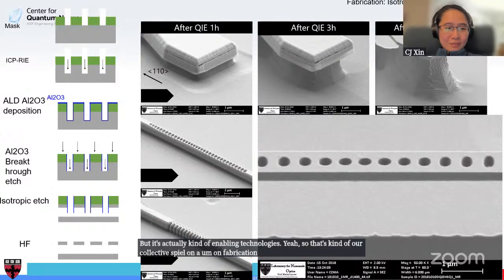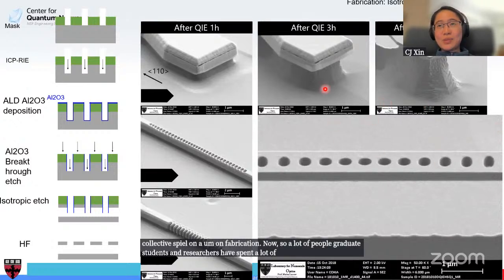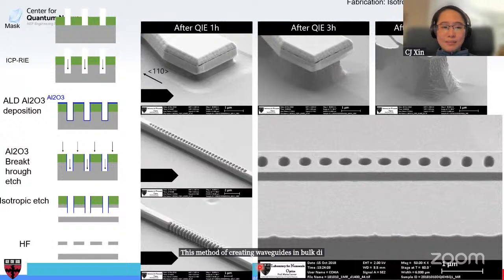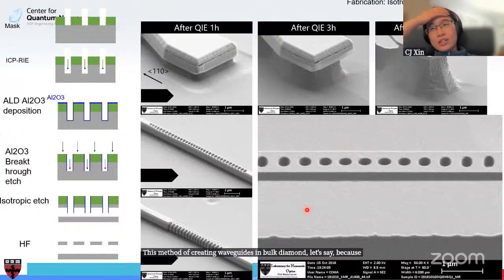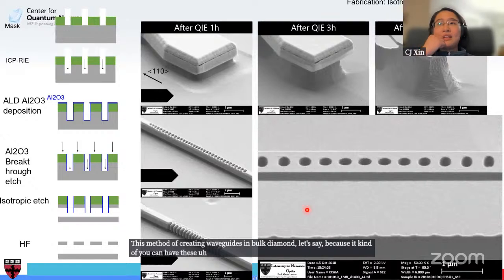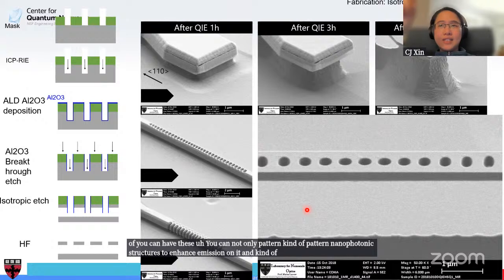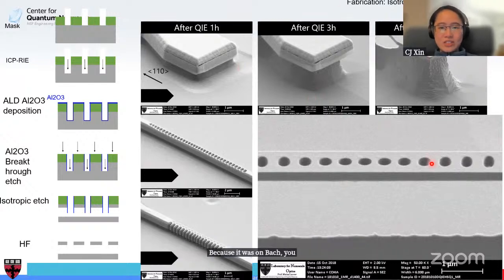Now, a lot of graduate students and researchers have spent a lot of blood, sweat, and tears developing this method of creating waveguides in bulk diamond, because you can not only pattern nanophotonic structures to enhance emission, but also deterministically place where your emitters are. Because it was on bulk, you have to do this crazy suspension situation.